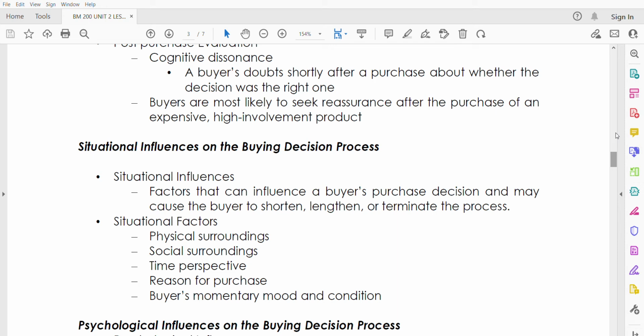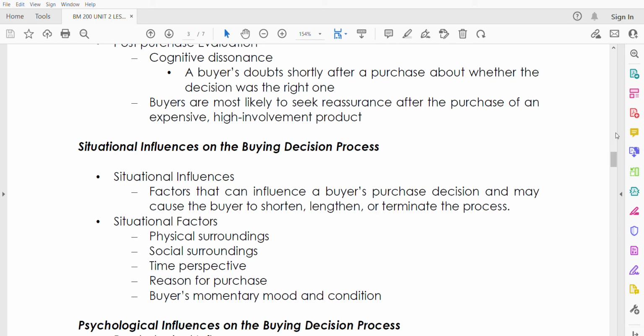Situational factors include physical surroundings, social surroundings, time perspective, reason for purchase, and buyer's momentary mood and condition. For physical and social surroundings, the environment may delay the purchase because the buyer cannot travel because of the current pandemic, and the product he or she wants to buy is not here in Pagadian City or wherever he or she is residing. Time perspective: the product is only available for a certain period of time, and the buyer cannot keep up.